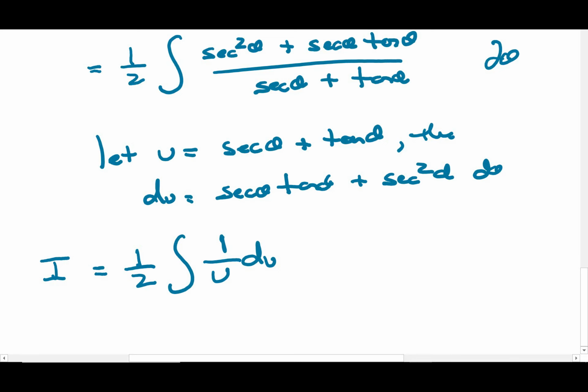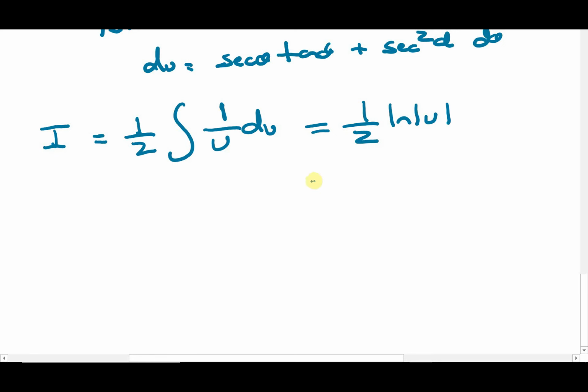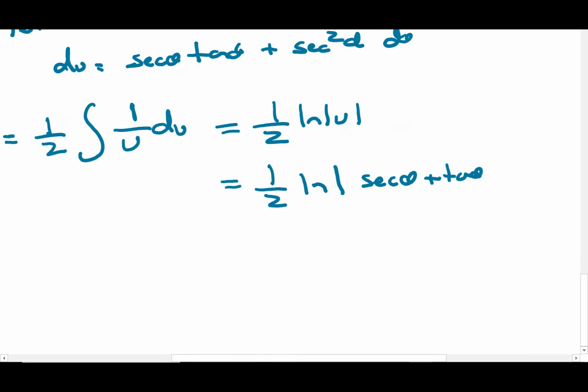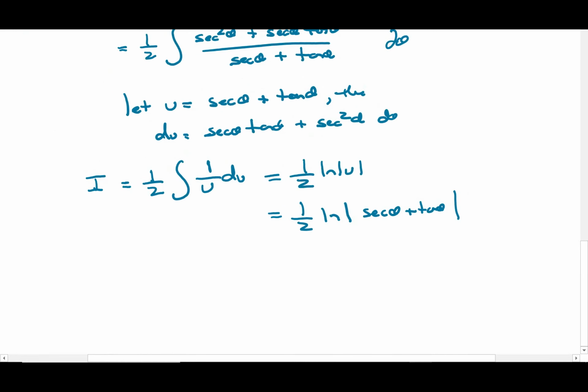Because the du took care of the numerator, and the u takes care of the denominator. So this equals 1/2 ln u. So by resubstitution, we know u equals secant theta plus tan theta, so we get 1/2 ln of secant theta plus tan theta. So that's the key right there.